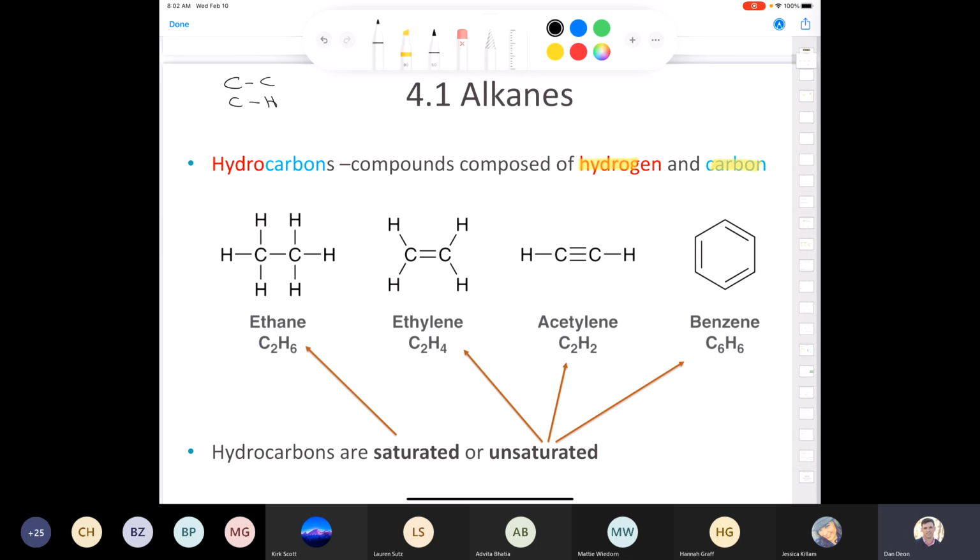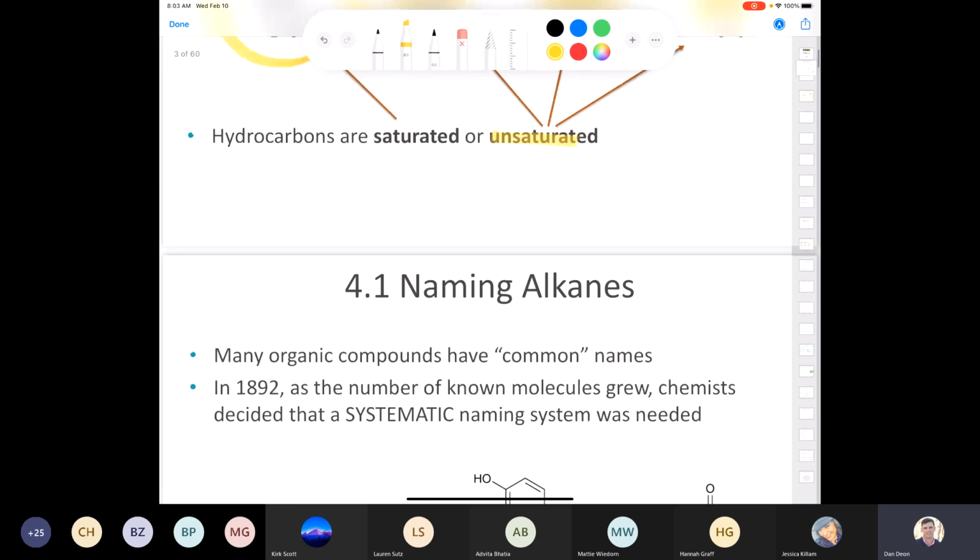But if we break the classes of hydrocarbons down, you can see that we have saturated hydrocarbons and unsaturated hydrocarbons. So unsaturated hydrocarbons, these would be the alkenes, the alkynes, and aromatics as well. So compounds like ethylene, acetylene, and benzene. But we're going to talk most of the time about saturated hydrocarbons, right? Alkanes. They have the maximum number of hydrogens bonded per carbon atom. And we're going to talk a lot about how to name these type of compounds, how to name alkanes.